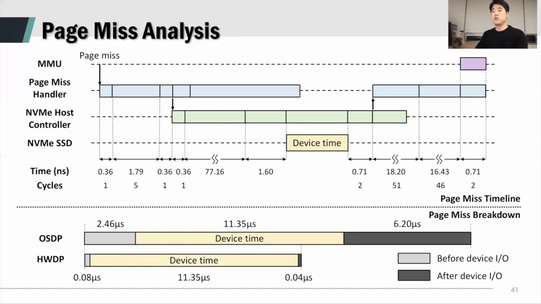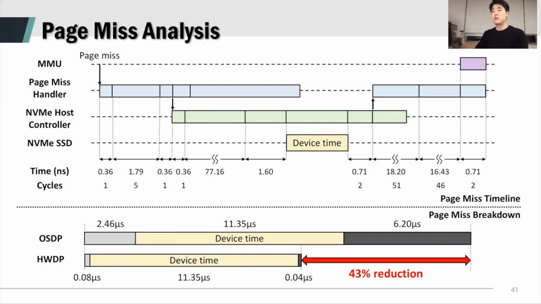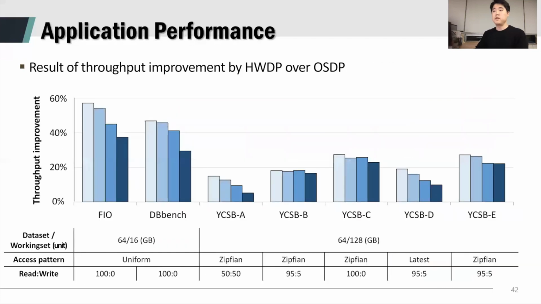This graph shows the latency comparison between OSDP and our HWDP. Our scheme greatly reduces the latencies before device I/O operation and after device I/O operation because all the operations are performed not in software but in hardware. The single page fault handling latency is reduced by 43%. We tested our scheme with various applications.